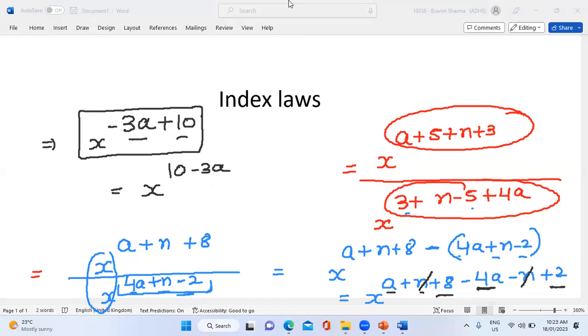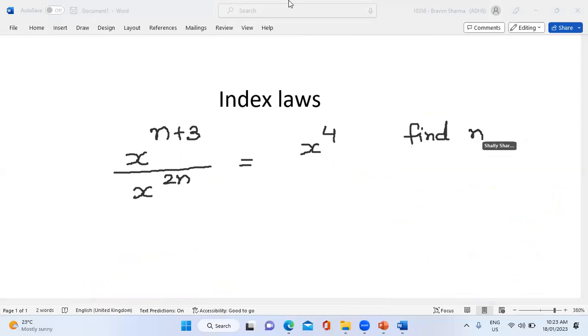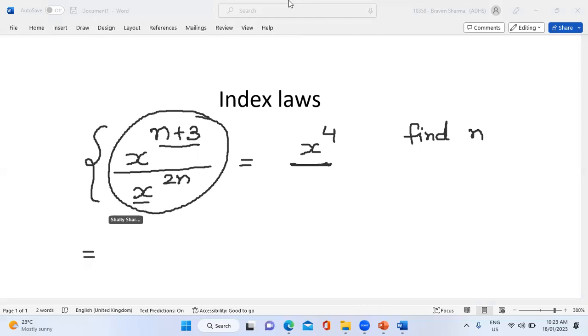Then index laws we can apply in some questions like equations also. For example, you have x to the power of n plus 3 over x to the power of 2n, and that is equal to x to the power of 4. Find n. The question would be something like this. On one side it is x to the power of 4. On another side it is x to the power of n plus 3 divided by x to the power of 2n. So first I need to convert this left expression into just a single power expression.